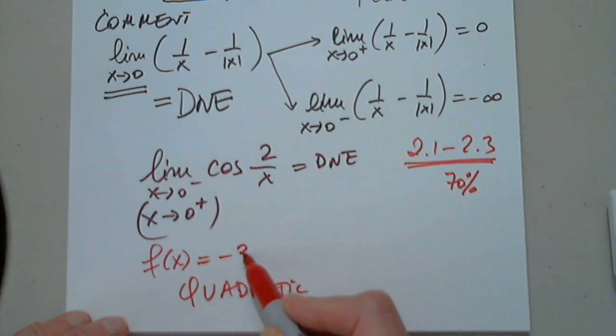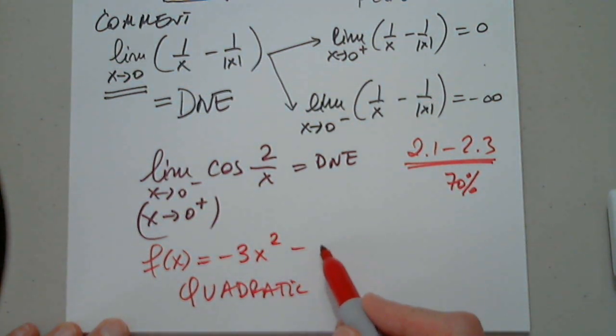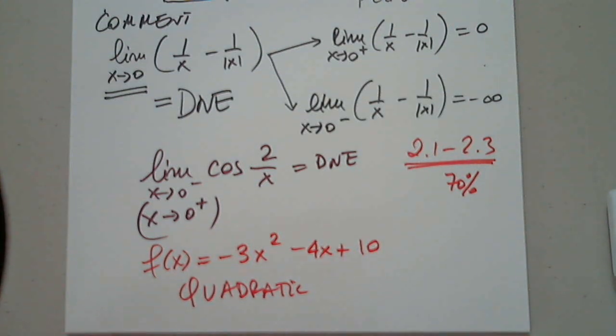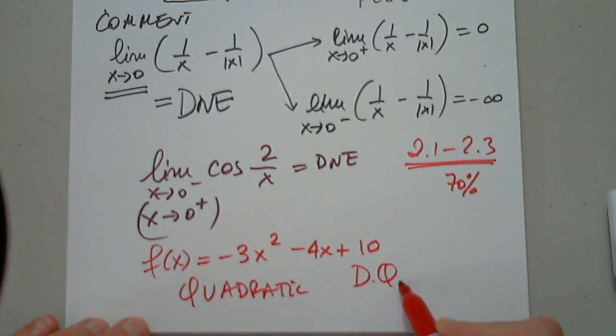Squared minus 4x plus 10. Good. So we want to find the difference quotient for this function.